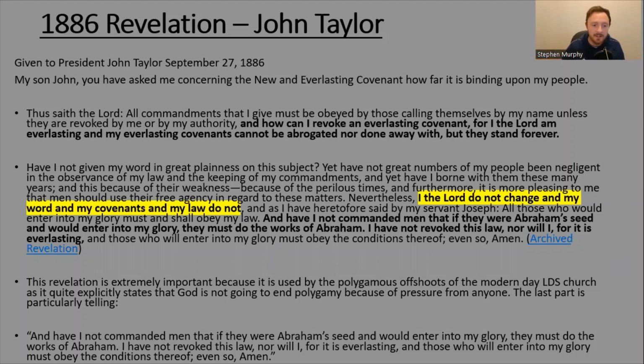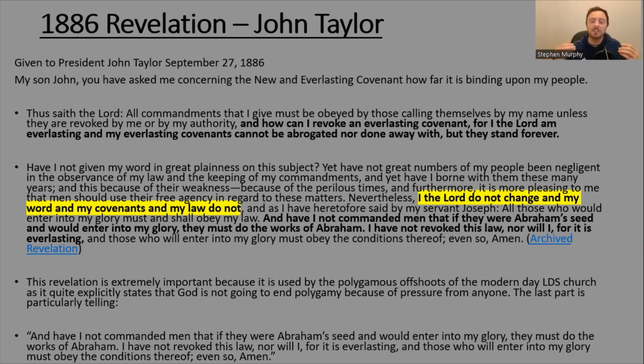It says, "My son, you have asked me concerning the new and everlasting covenant, how far it is binding upon my people. Thus saith the Lord, all commandments that I give must be obeyed by those calling themselves by my name, unless they are revoked by me or by my authority. And how can I revoke an everlasting commandment? For I, the Lord, am everlasting, and my everlasting covenants cannot be abrogated nor done away with, but they stand forever."